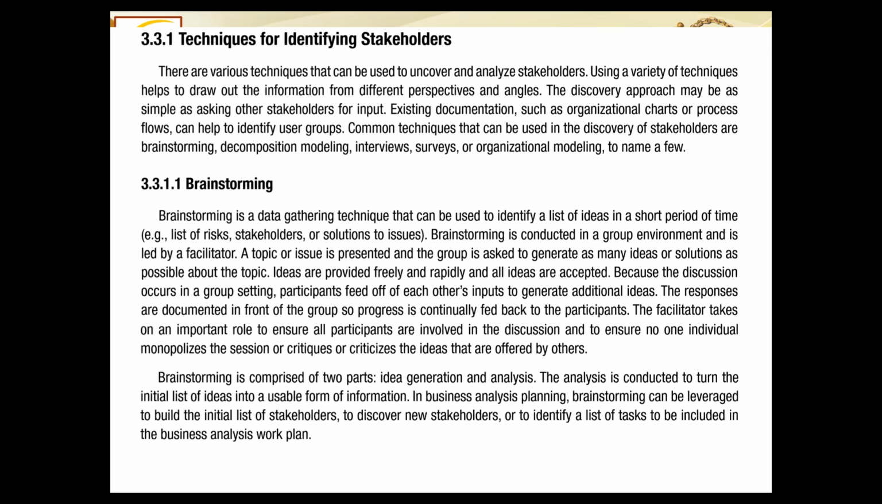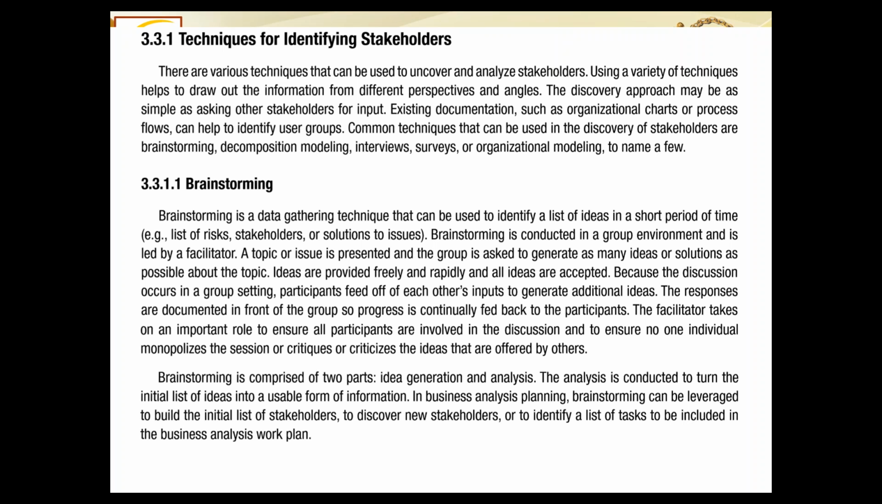As you might already have known, brainstorming is a data gathering technique that can be used to identify a list of ideas in a short period of time, like a list of risk identification, stakeholder identification, solutions or issues. So brainstorming is conducted in a group environment and is led by a facilitator. A topic or issue is presented and the group is asked to generate as many ideas or solutions as possible about the topic. Ideas are provided freely and rapidly, and all ideas are accepted.